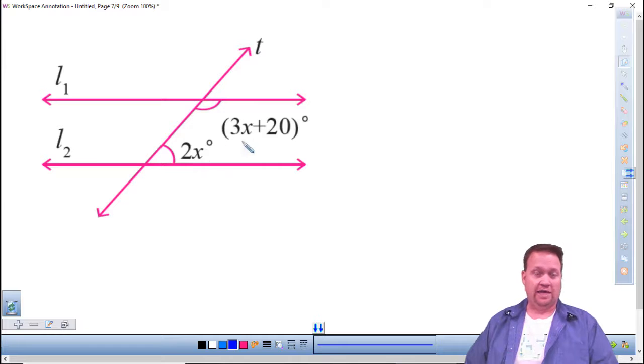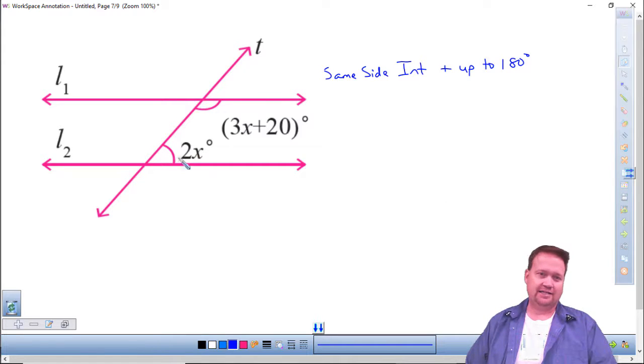Now here's a situation where I don't know any of the angles, but I have expressions. I have an algebraic expression for this angle, and I have an algebraic expression for this angle up here. You have to identify what kinds of angles these are. They're both on the right side of the transversal, and they're both on the inside. So that makes these same side interior angles, and same side interior angles add up to 180 degrees. I'm going to write an equation that says this angle plus this angle add up to 180. So it's going to look like 2x plus 3x plus 20, all that together makes 180 degrees.